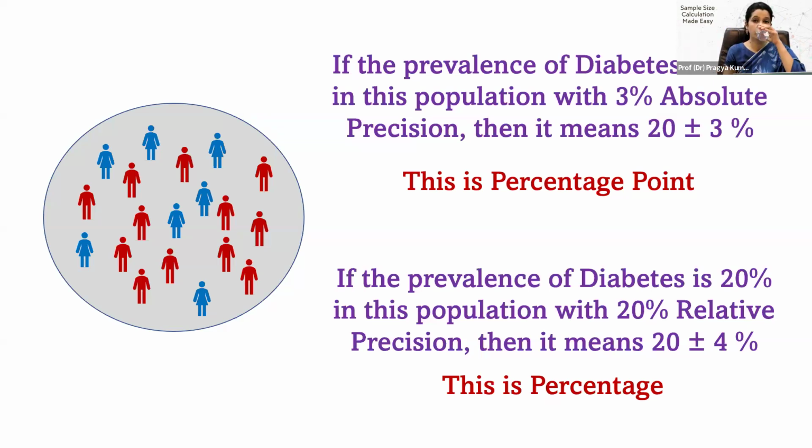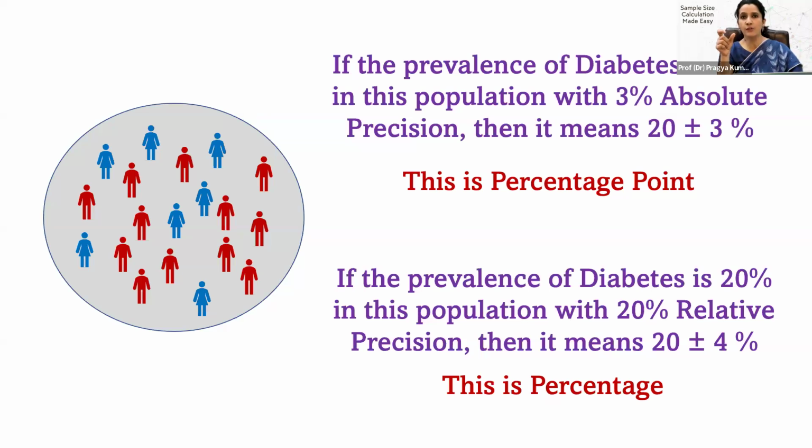If you want it as 1%, then you will say, no, I don't want to give that big range. So I will calculate a sample size which will say that my true population percentage will lie from 19% to 21%, if I fix it as 1%. But the lesser margin of error you fix, the larger will be the sample size. We will see this when we actually calculate this.